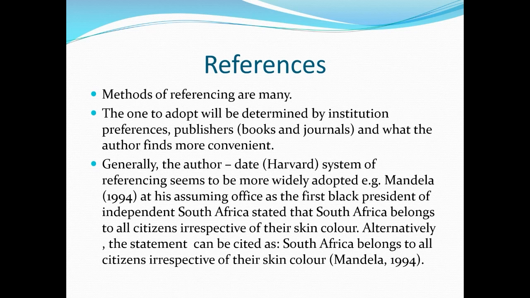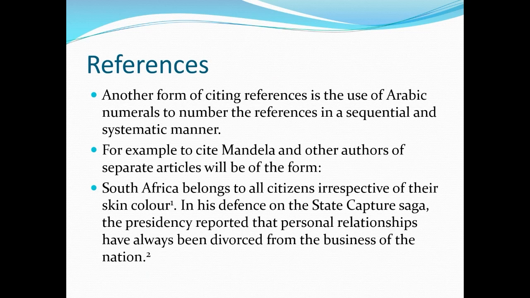Another form of citing references is the use of Arabic numerals to number the references in a sequential and systematic manner. For example, to cite Mandela and other authors of separate articles will be of the form: South Africa belongs to all citizens irrespective of their skin color. Superscript one.